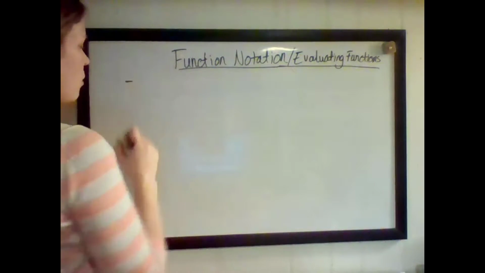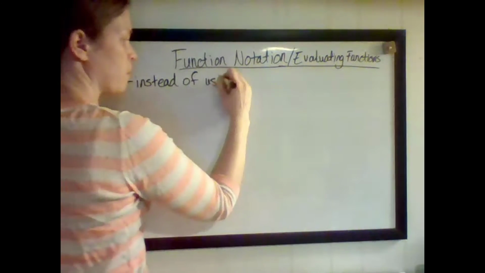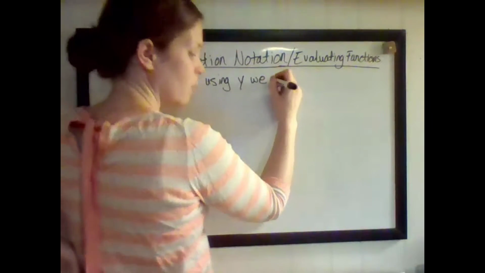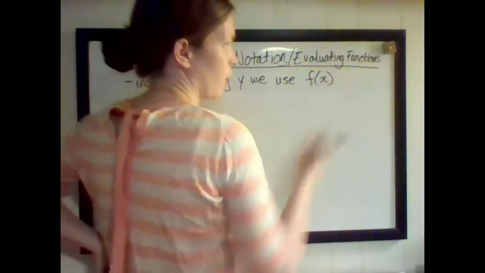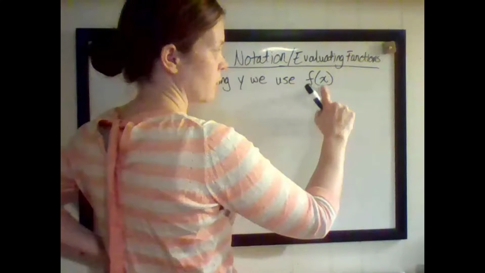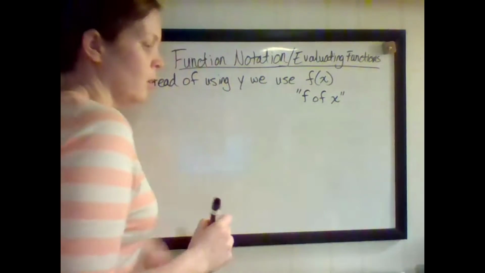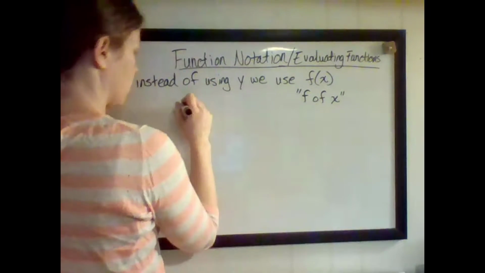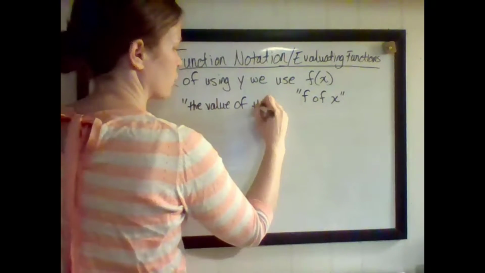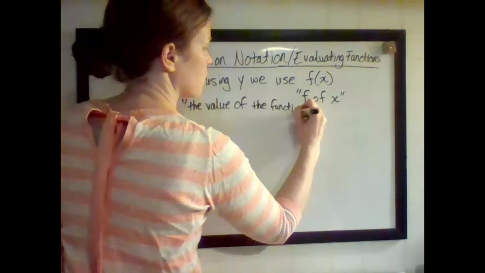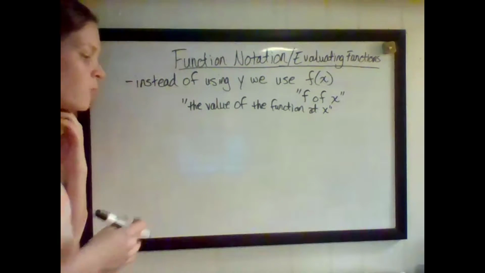The main idea is that instead of using y, we use f of x. I'm writing f parenthesis x parenthesis, but we read this as f of x. And what this is really saying is the value of the function at x. I'll explain that a little more with an example.